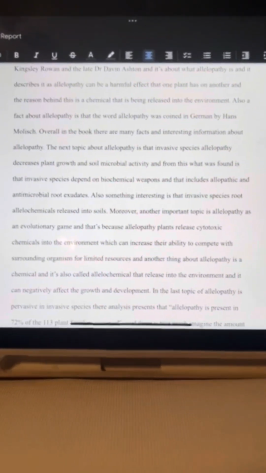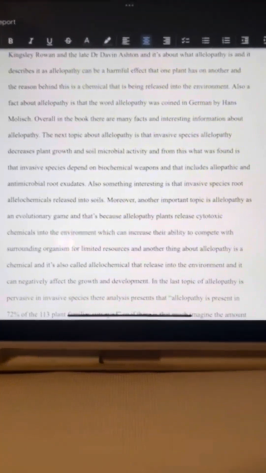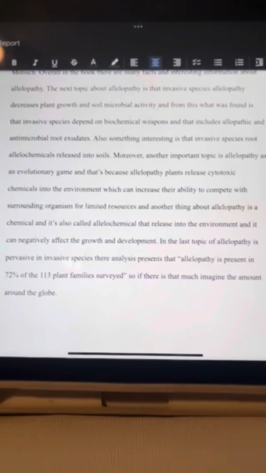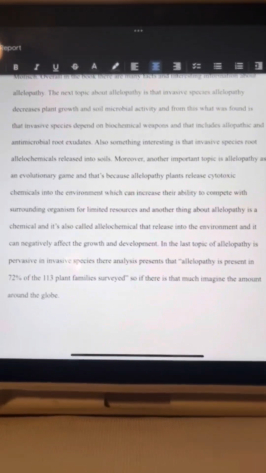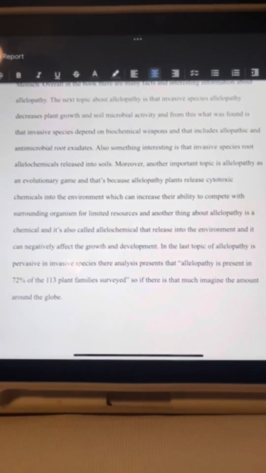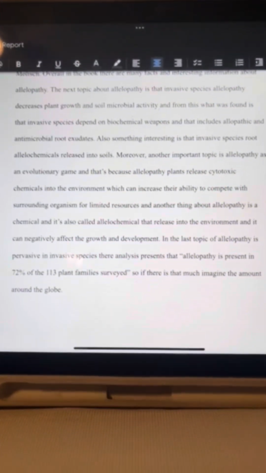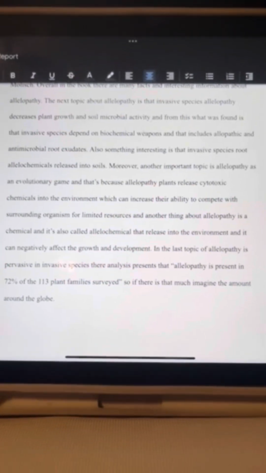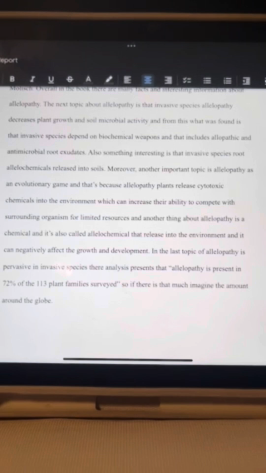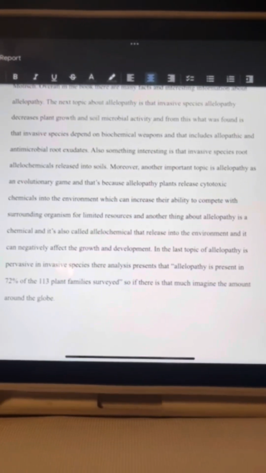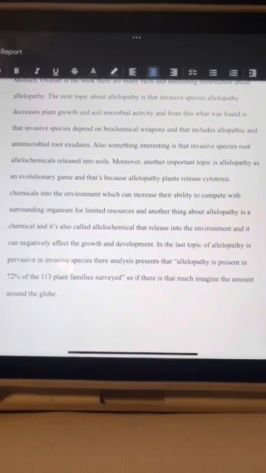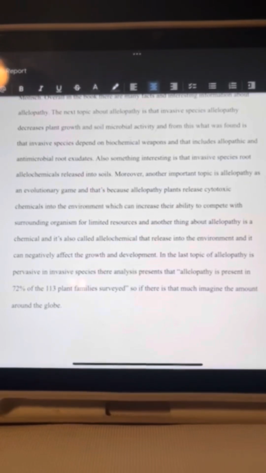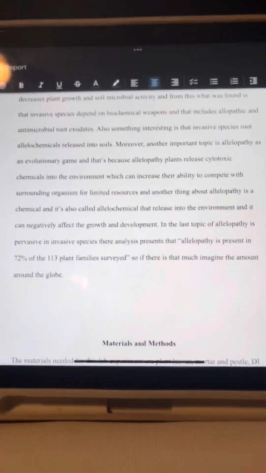Then another reference was on evolutionary gain. I thought that one was interesting because allelopathic plants release cytotoxic chemicals into the environment, so it increases their ability to compete with surrounding organisms for limited resources. Another thing about allelopathy is that the chemical is also called an allelochemical. As we know, it's released into the environment and it can negatively affect the growth of a plant.